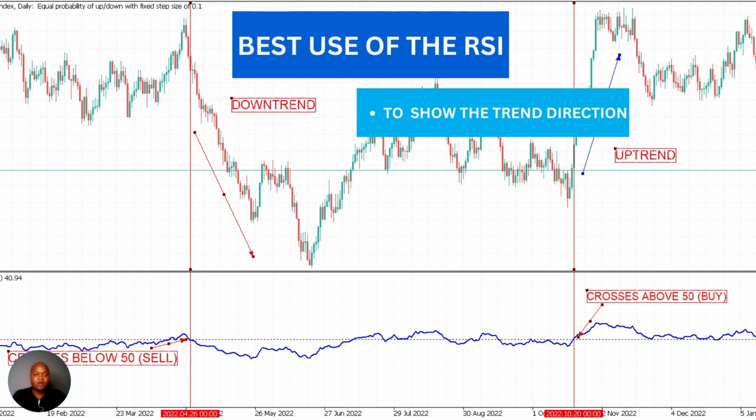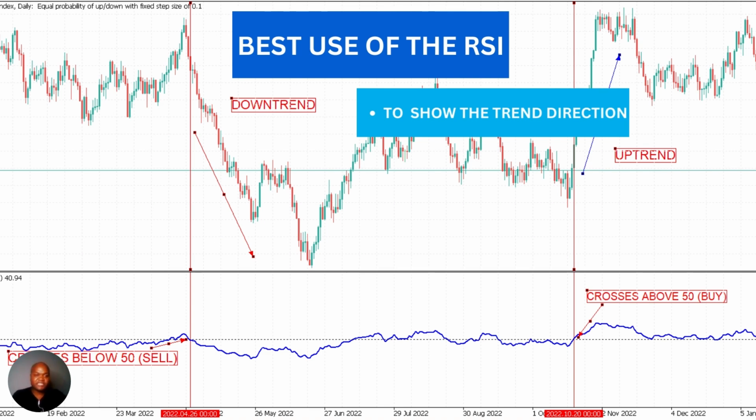You remove the other default values, for example the levels for the relative strength index. In most cases there will be level 70 and level 30. You remove those and only put level 50. You wait for the relative strength index to cross below the 50 level. When it crosses below the 50 level, it's a signal that you're now in a downtrend.